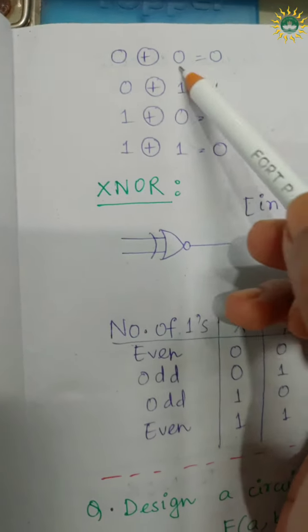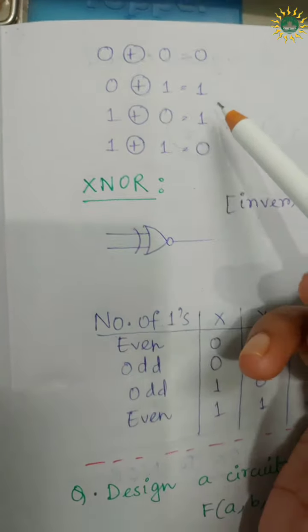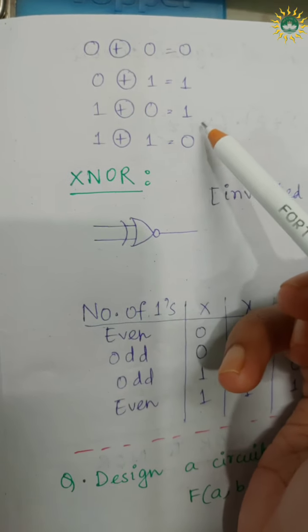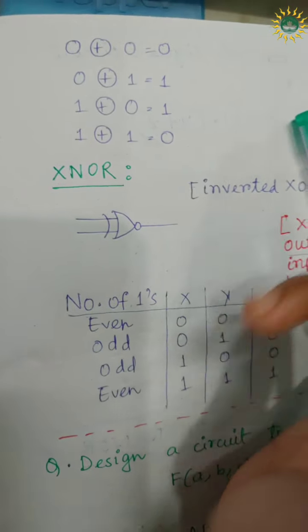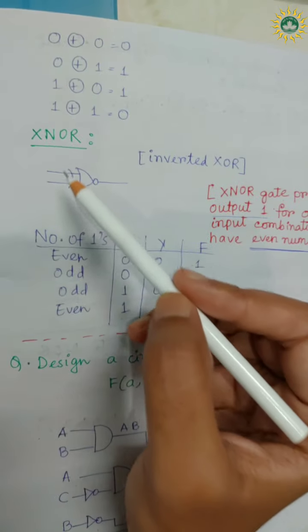The truth table looks like this: 0 XOR 0 is equal to 0, 0 XOR 1 is equal to 1, 1 XOR 0 is equal to 1, 1 XOR 1 is equal to 0. Clear? And then comes the XNOR gate.